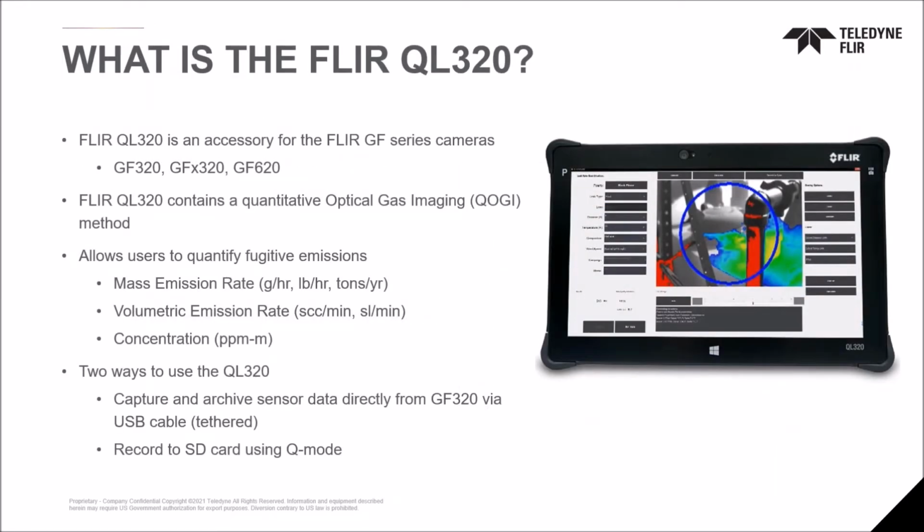So what is the FLIR QL320? Again, as I mentioned, it works with our hydrocarbon radiometric cameras in the GF320, X320, 620, and it contains that really unique algorithm that I showed you in being able to quantify optical gas imaging. There are 3 different methods that it can quantify. It will quantify in a mass emission rate. That's going to be grams, pounds, or tons. When you start looking at a weighted mass of an emission, it can actually do those calculations internally.